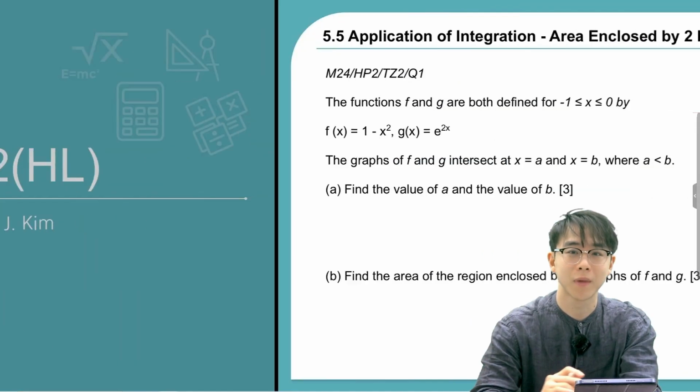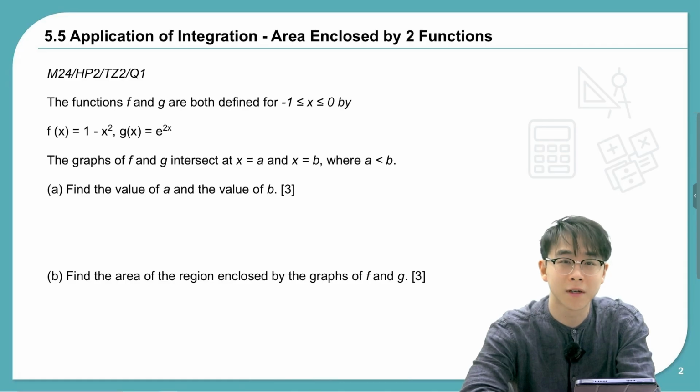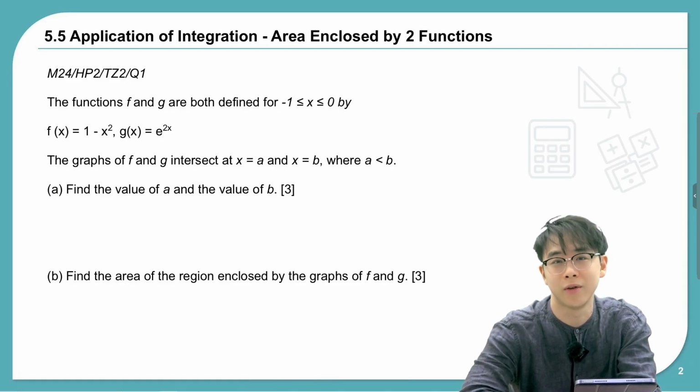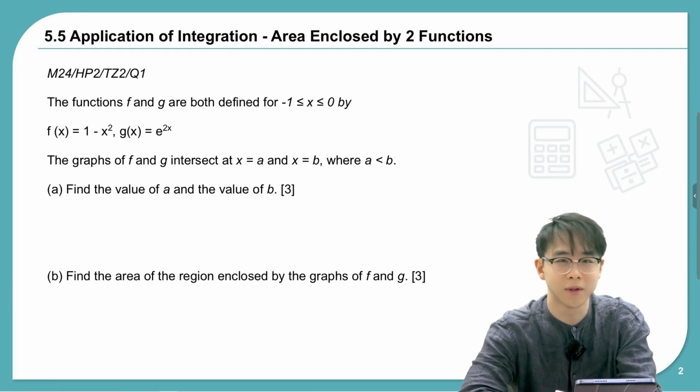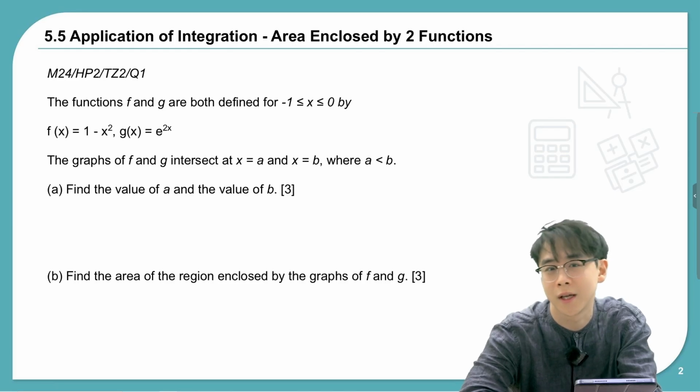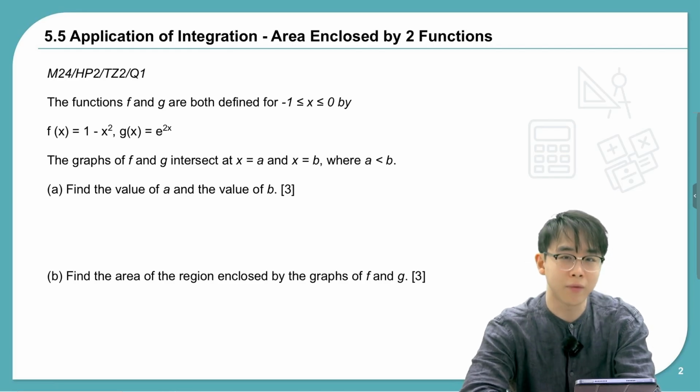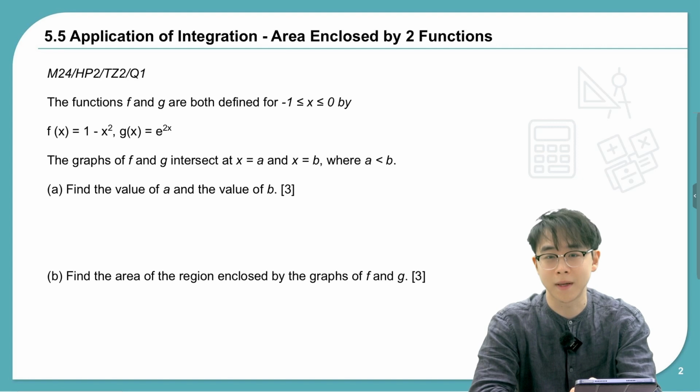So let's begin. Number 1, we have functions f and g, and they're defined for x's -1 to 0. And we're given the intersections. Okay, so first we want to find the intersections, and then we want to find the area of the region enclosed by the two graphs.